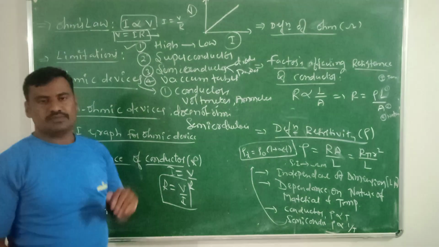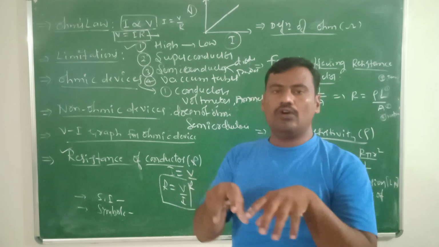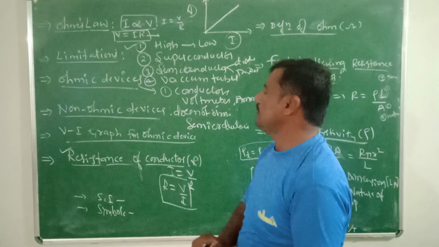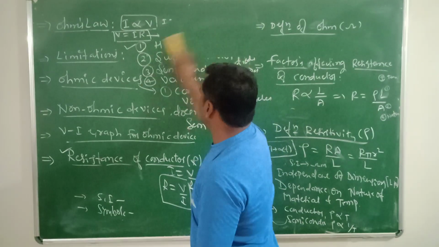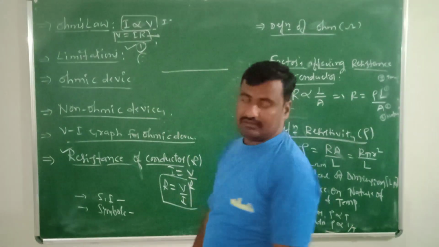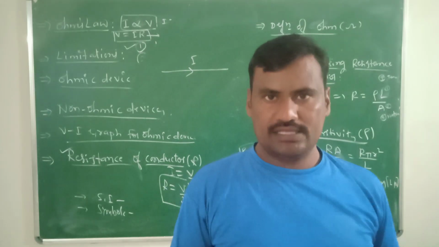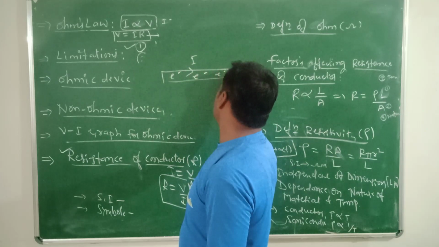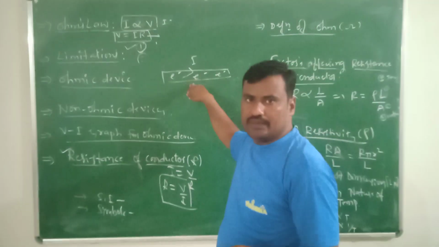Actually, what is resistance? Resistance is the opposition offered by the conductor to the flow of electric current through it. For example, I am taking a wire. In this wire, I amount of current is flowing, meaning a flow of electrons constitutes the current. This flow can be opposed by the wire.